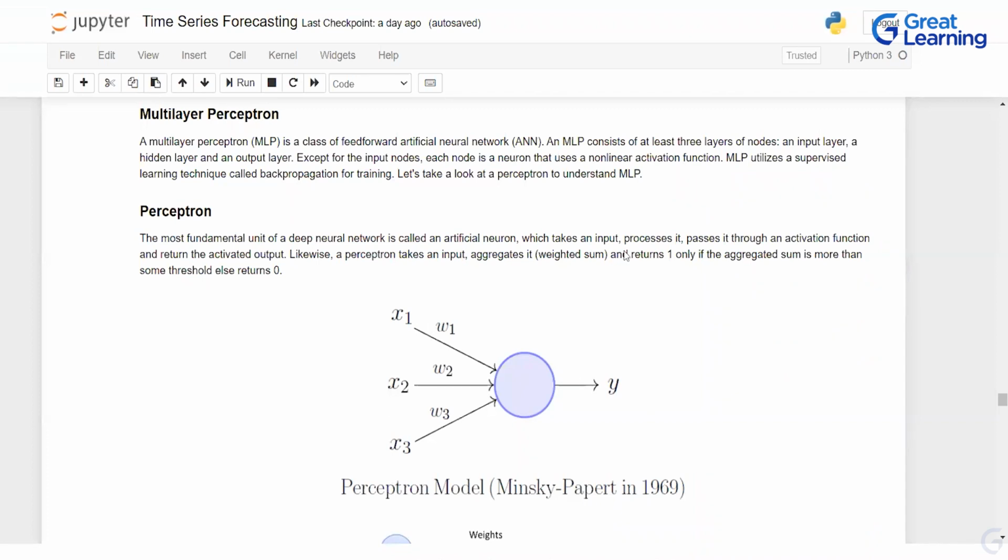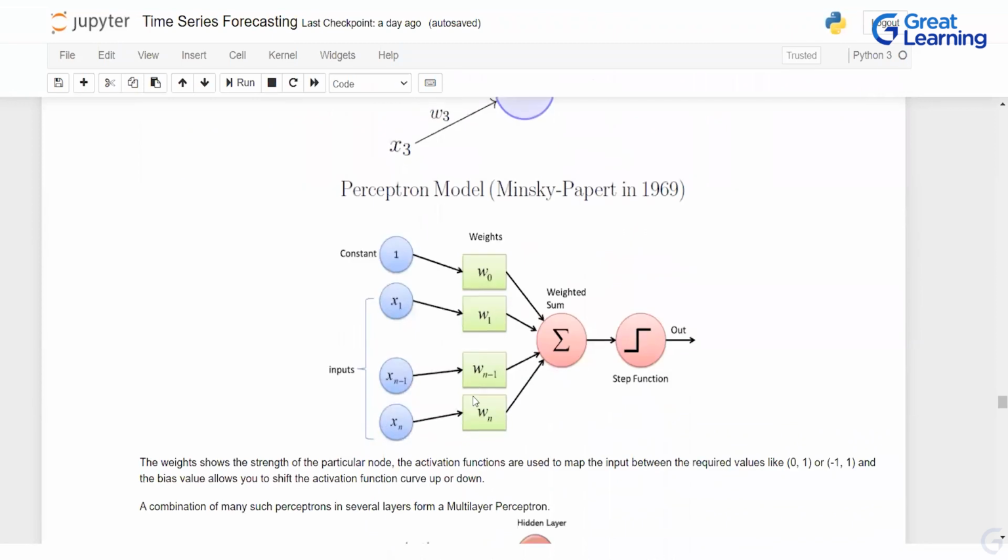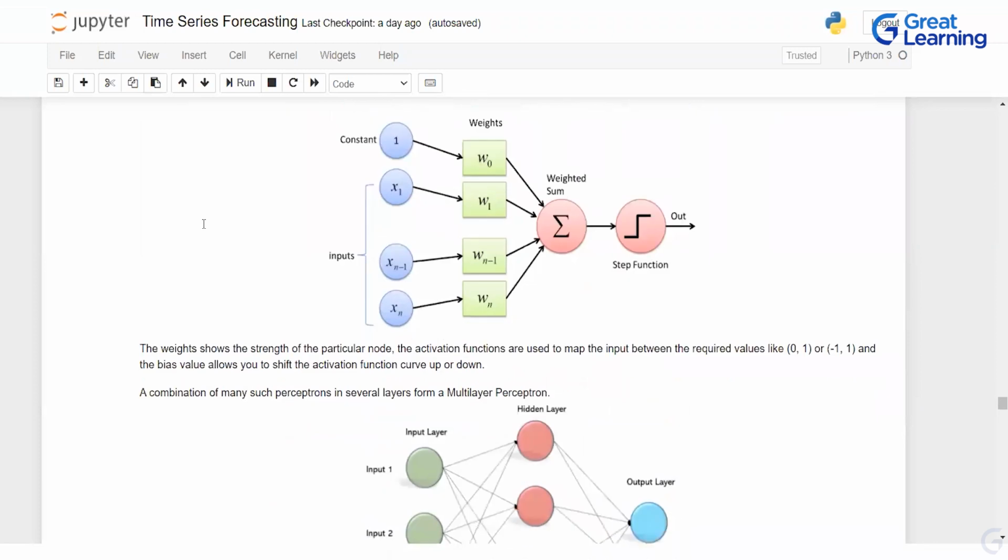You guys pretty much know this. I'm not going into the MLP, multi-layer perceptron explanation. For those who don't know, quite a good amount of reading material is over here. You can do this thing.